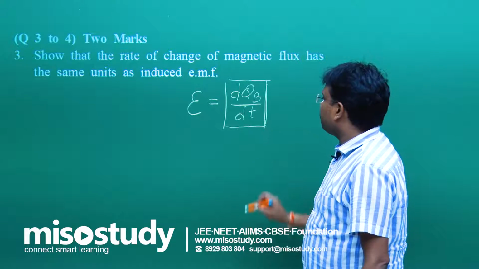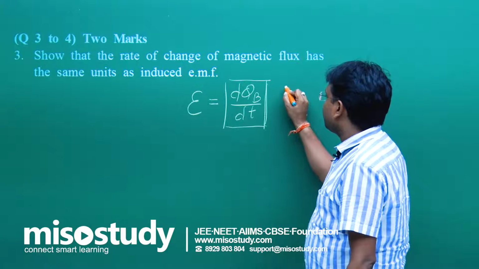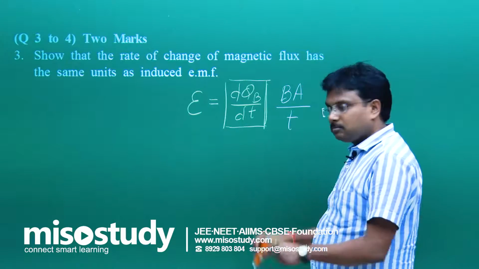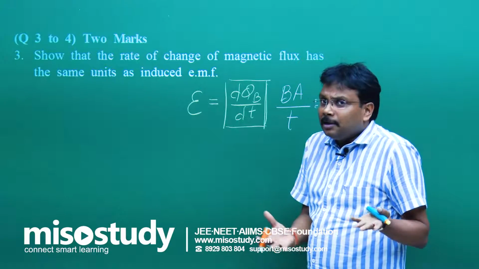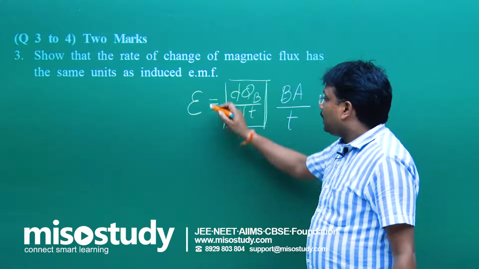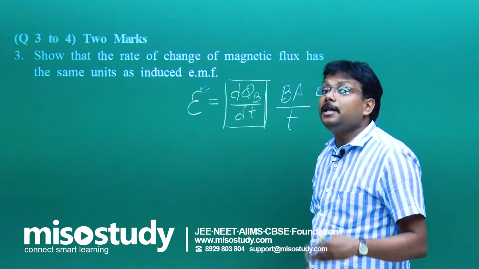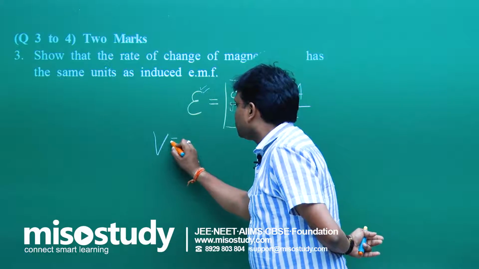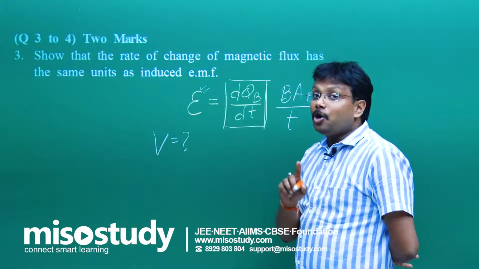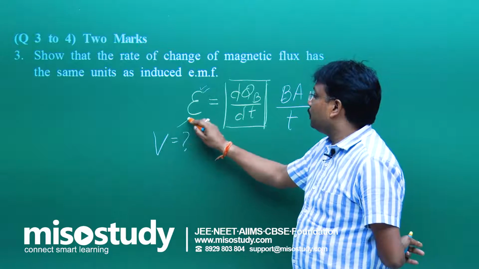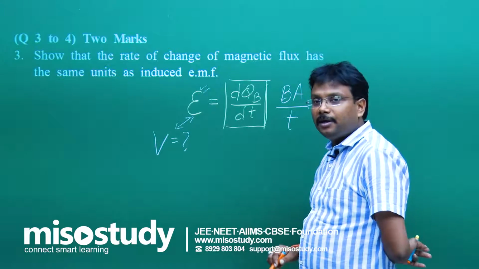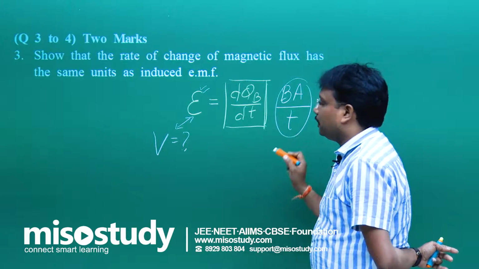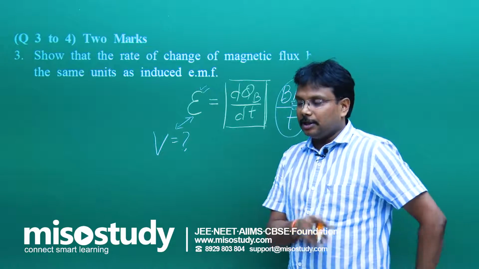If I start from this box, then I can write it down as B A upon T, because cos theta has no dimensional formula. And the induced EMF is nothing but similar to V. So, the dimensional formula of potential is going to be equal to the dimensional formula of this quantity, and both sides are now simply equal to each other.